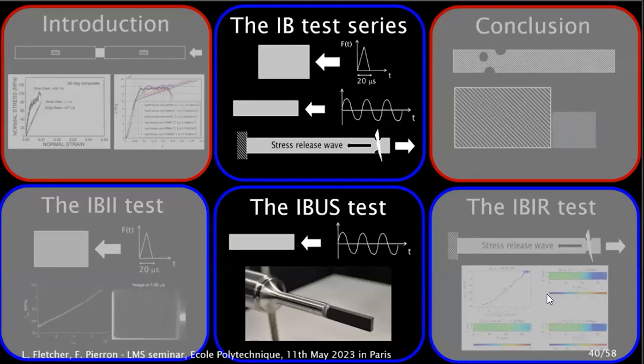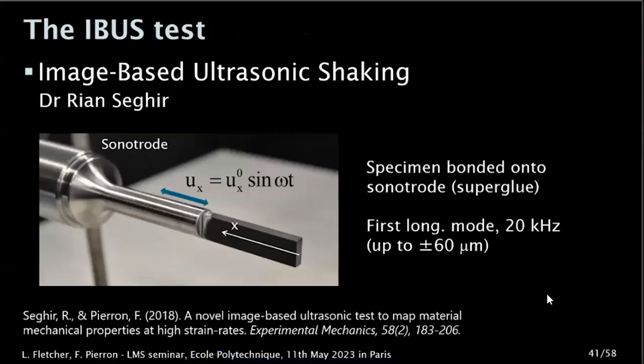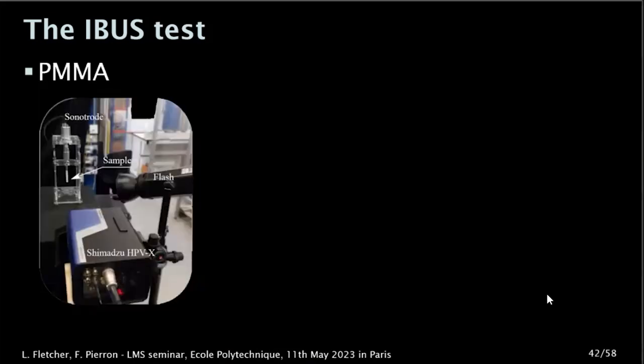I'm now going to spend a little bit of time on the IBUS test. In this case, we're bonding a specimen on an ultrasonic sonotrode, and we're going to shake it inertially in the ultrasonic range. So here it's a power ultrasonic sonotrode, so it operates at 20 kilohertz. This is the setup. You see the sonotrode with the specimen hanging down here, the sample, the flash, the HPV-X camera.